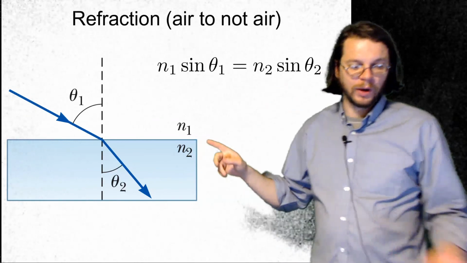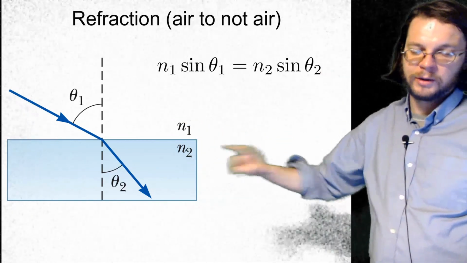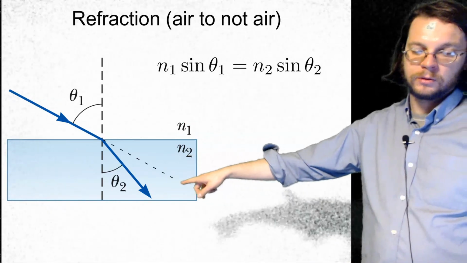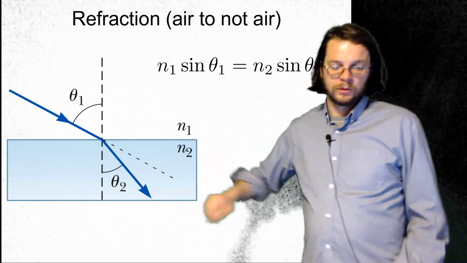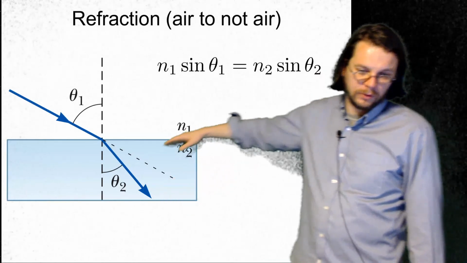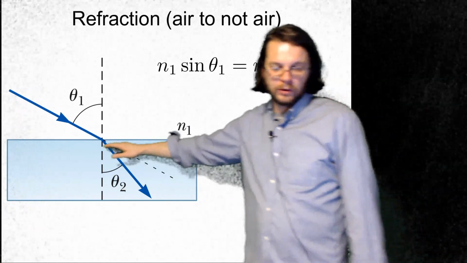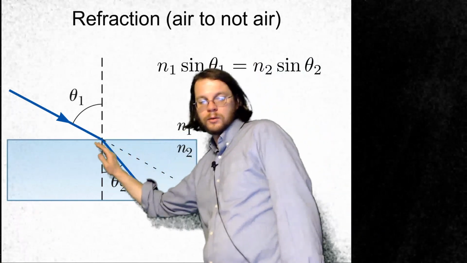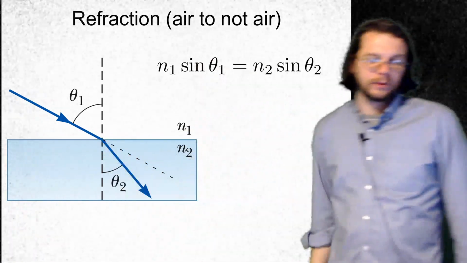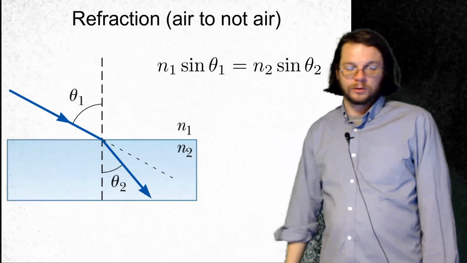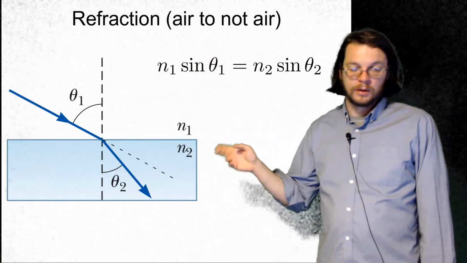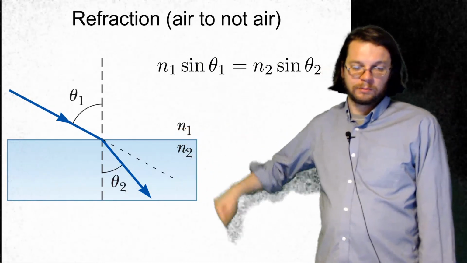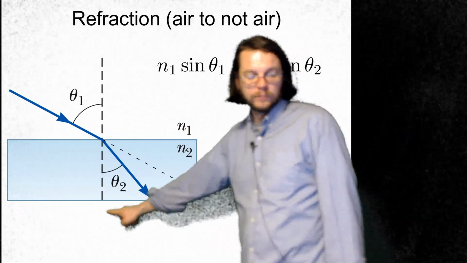And what you find is that if you're going from a low index medium to a high index medium, such as from air to water, then this angle will get smaller. So instead of going through like this, without being bent at all, it's going to go through like that. And so that angle is going to get smaller because of this equation. And so the lesson learned is that when you're going from a low index to a high index, that angle is bent towards the horizontal.